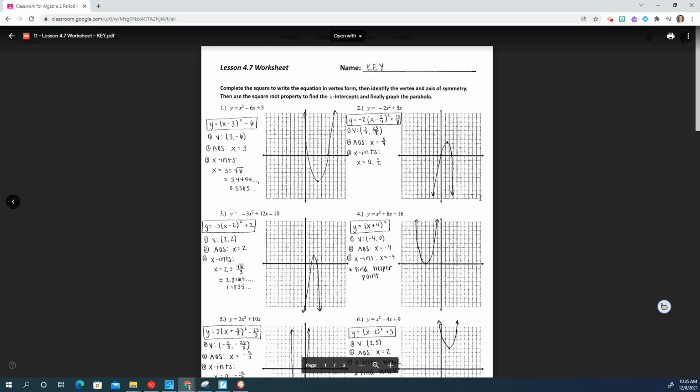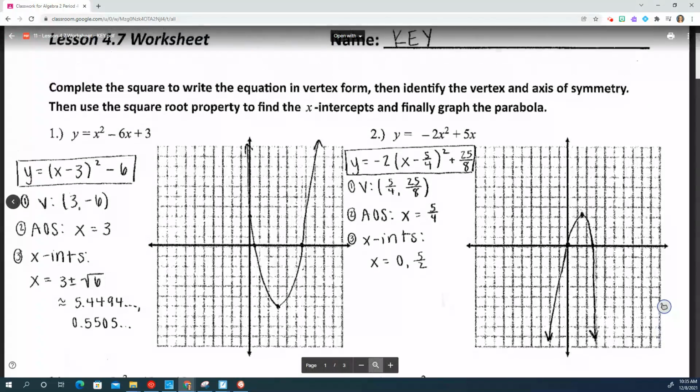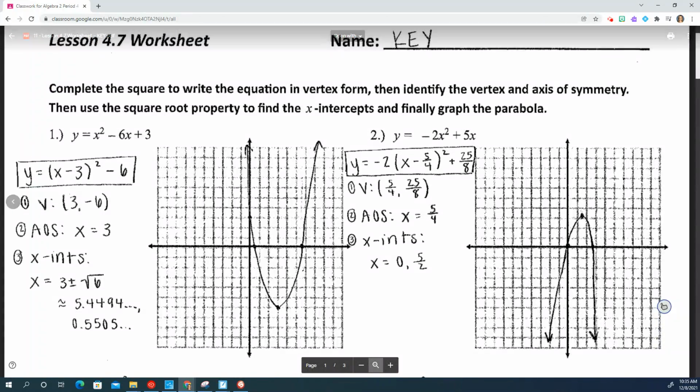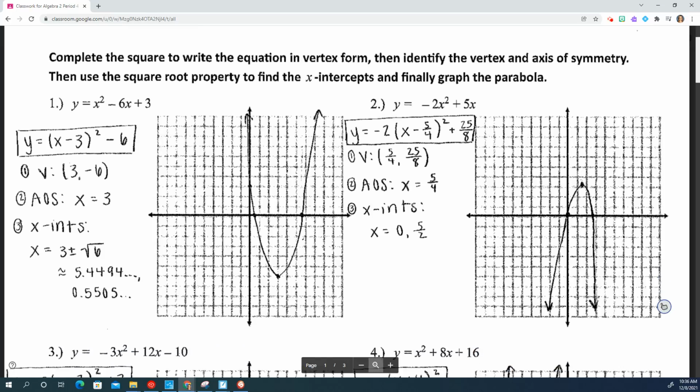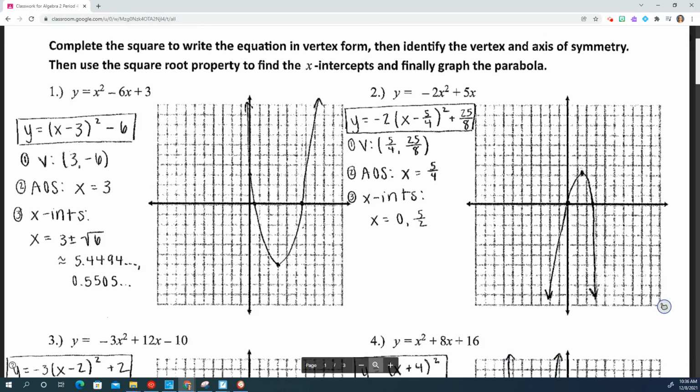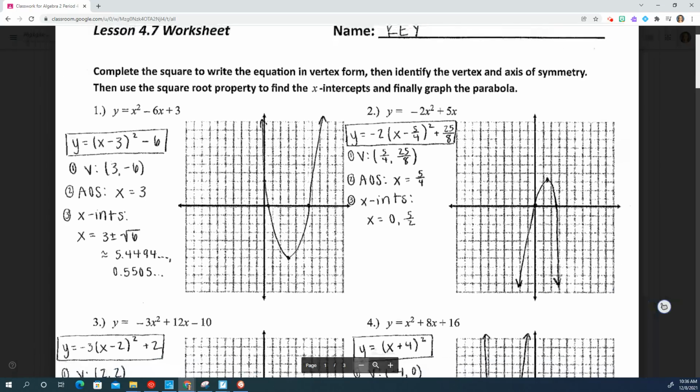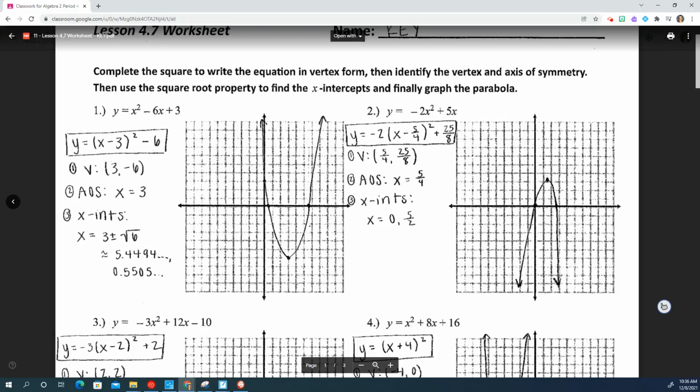Okay, so this is that worksheet I passed out yesterday. Whoa, that's a lot of work. So these, you'll see the directions say, complete the square to rewrite this in vertex form. Obviously, I didn't show my work because that's what I want you to do, but I gave you what you should get in vertex form. Then identify the vertex, axis of symmetry, and the x-intercepts. Again, I didn't show my work for that, but I gave you the end answers you should get. If you ever get irrational x-intercepts, I gave you the decimals too to show you, all right, that makes sense.